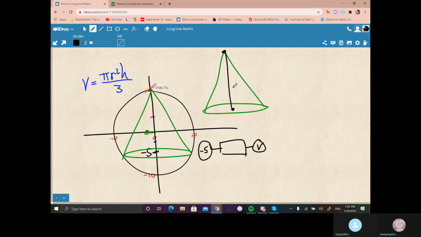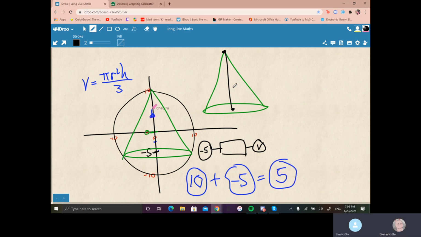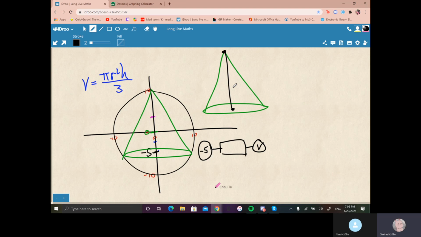10 is from here to here, plus -5. 10 plus -5. What does that mean? 10 plus -5 gives me 5. How can that be 5? I don't know. Come on, what's the height of that cone? Okay, let me think. You're at a location of -5, but I want to know the height of that cone. You see, if you're at a height of 3, Chelsea, I can work out that the height of the cone is 7, right?